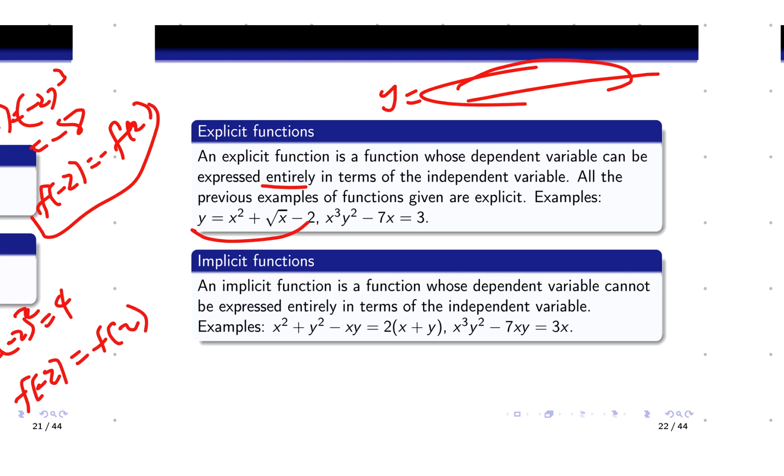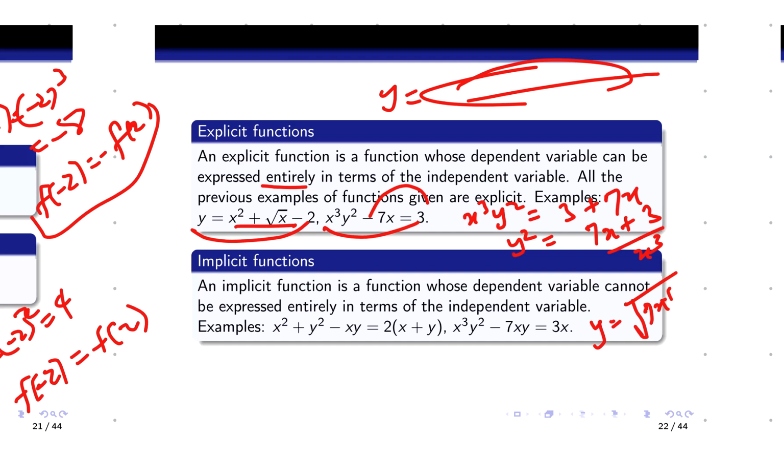Although this one looks like you have y somewhere, it looks like x cubed and y squared are joined together. But as far as you can make y the subject, it is still explicit. That would be x cubed y squared equals 7x plus 3. So y squared equals 7x plus 3 all over x cubed. And then finally, y can be the square root of 7x plus 3 over x cubed. So if you can write y such that there's no y on the right-hand side, then the function is explicit.